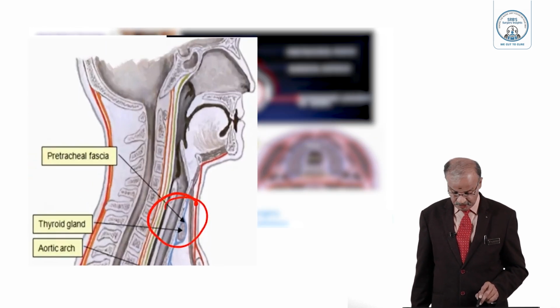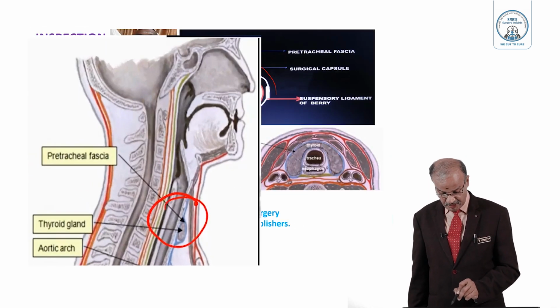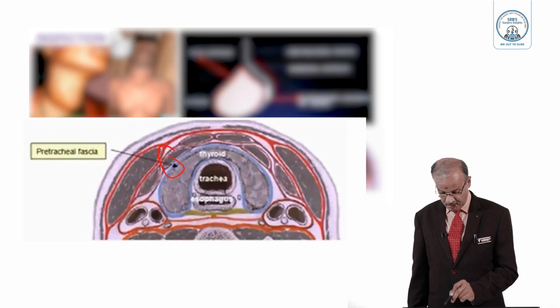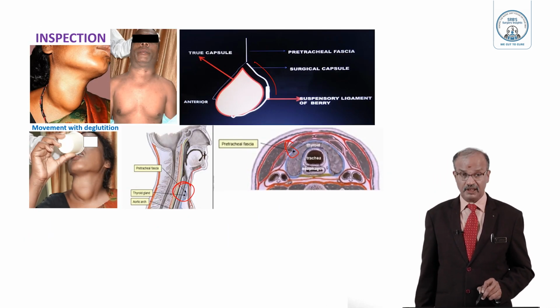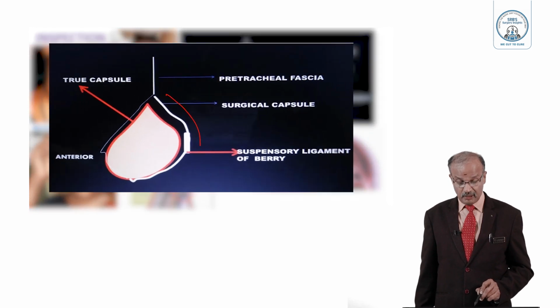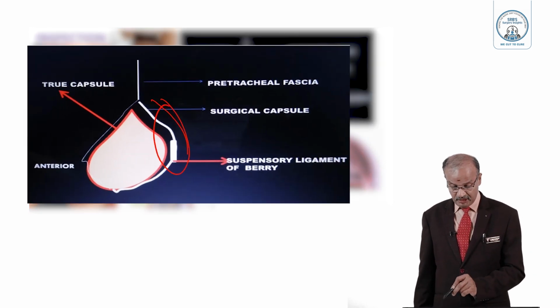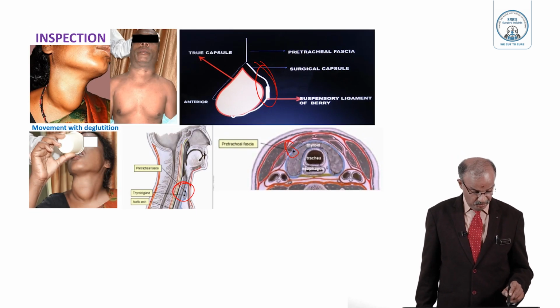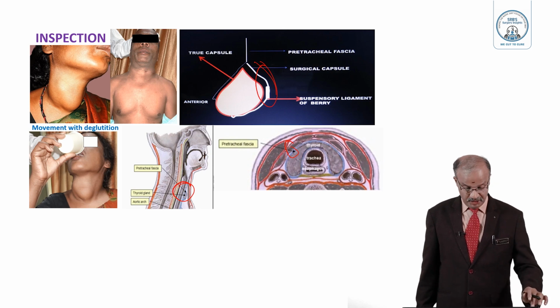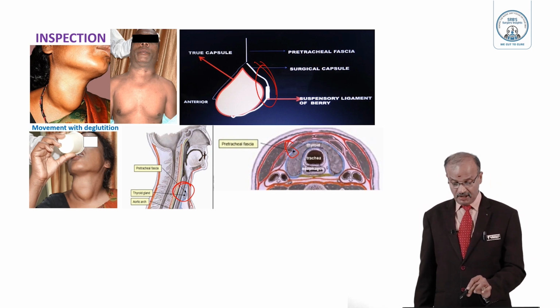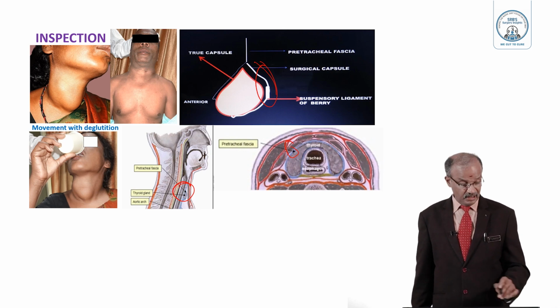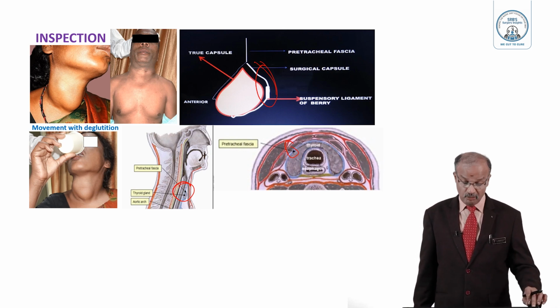See how exactly the pretracheal fascia is located here. This diagram shows how the pretracheal fascia is located and includes the thyroid, where Berry's ligament is very thick posteriorly. So this is important: movement with deglutition. This diagram shows the meaning of the pretracheal fascia, the meaning of Berry's ligament, and the surgical significance, both clinically and on the table.